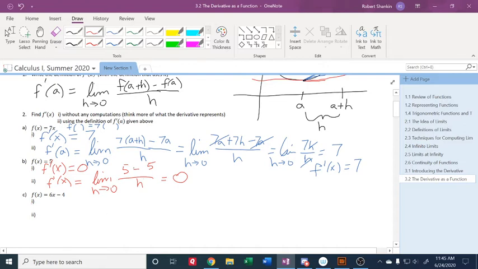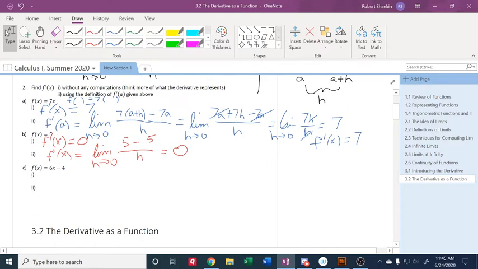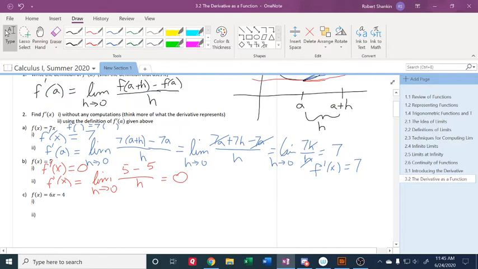Okay, let's go ahead and go to C. Same idea. Anticipate what the answer is by thinking of what it represents, and then do the computation.